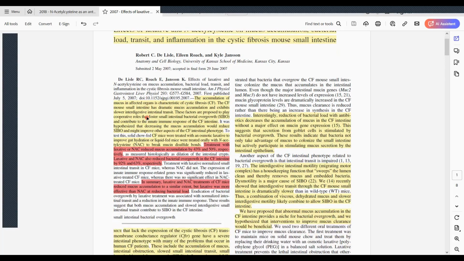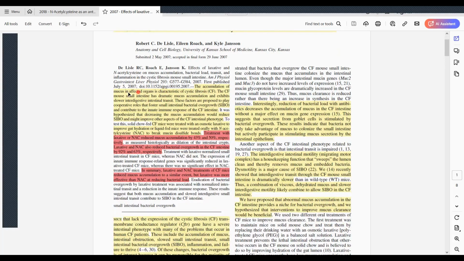So let's go through this. The accumulation of mucus in affected organs is characteristic of cystic fibrosis. In the cystic fibrosis mouse small intestine, there's dramatic mucus accumulation and slowing of the migrating motor complex or peristalsis. So essentially, they're more constipated. You're not getting that clearing wave of peristalsis or motion through the GI tract to push things down the tract.